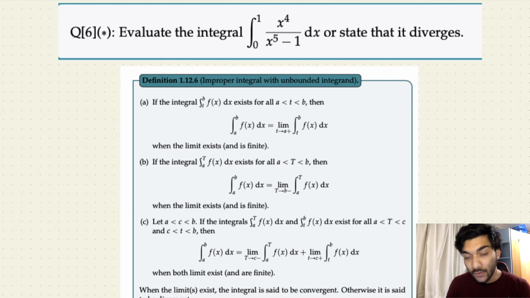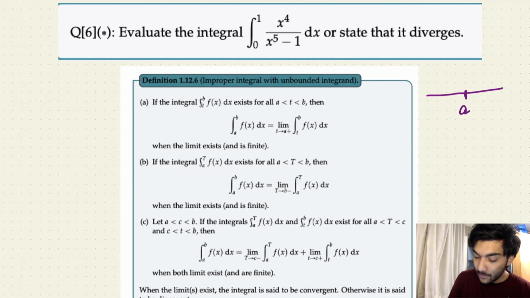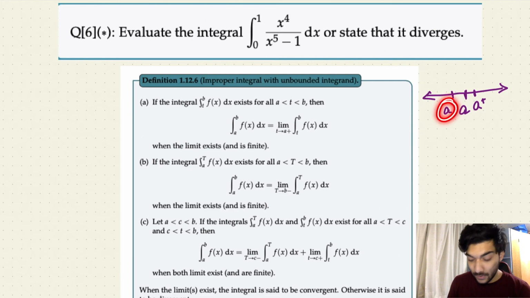I'm sure you would already know the concepts of left hand and right hand neighbor. So if you have a point which is, for example, a on the number line, a plus is the right hand neighbor of a, and a minus is the left hand neighbor of a. And these a minus and a plus are considered to be very close to a. So a minus is basically approaching a from the left hand side, and a plus is approaching a from the right hand side. The only important point about these a minus and a plus is that they are very close to a but not equal to a.